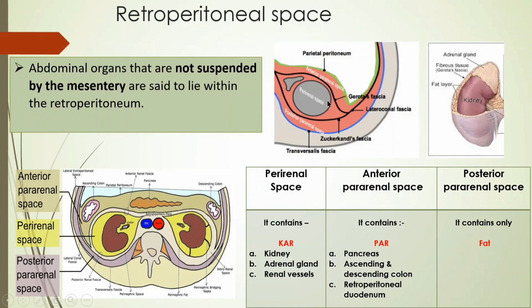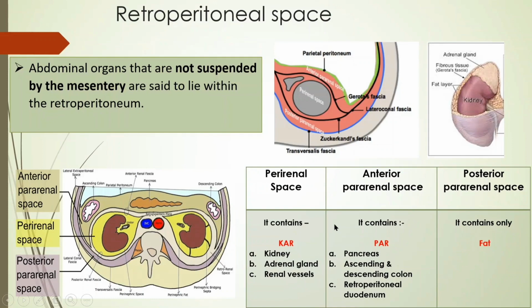These are also called Gerota's fascia and Zuckerkandl's fascia, which fuse laterally to form the lateroconal fascia or the ligament. Superiorly, these layers fuse above the adrenal gland and attach to the diaphragm. And there's an abbreviation that can help you remember the contents of the space, and it's CAR with a K, which is kidneys, adrenal gland, and the renal vessels.